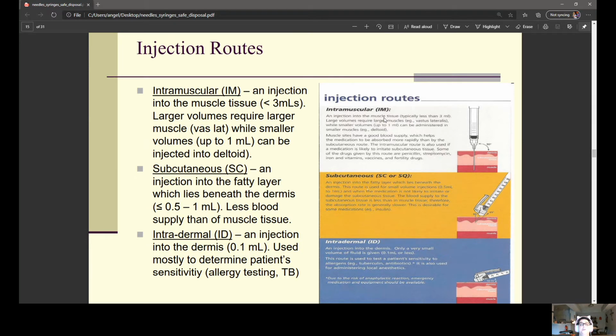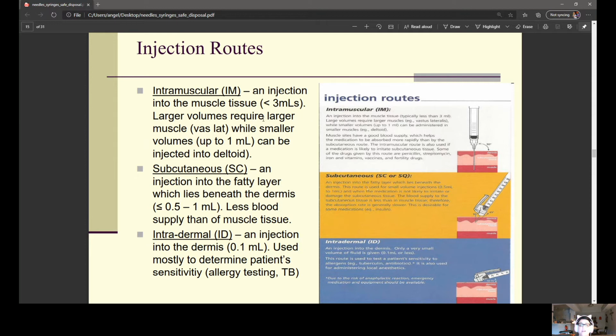But what we can do as a regular MA is going to be IM, and it goes directly into the muscle. And we know that the muscle is vascular, meaning lots of blood supply. Okay? This here is talking to you, and it's giving you volumes, right? And it's telling you about how much can be injected. If you read here, it's also giving you more examples of what's given IM and so forth like that.